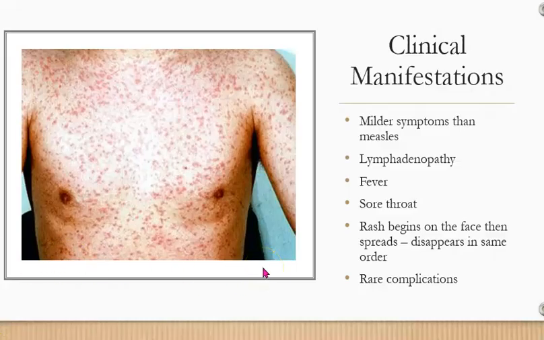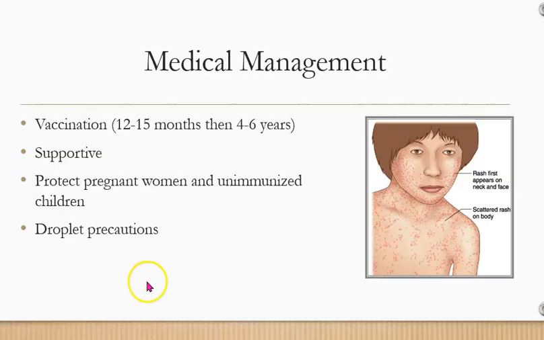Clinical manifestations, you're going to have milder symptoms than the measles, lymphadenopathy, fever, sore throat, rash begins on the face and then spreads, disappears in the same order. Rarely is there complications from this. Medical management, of course, you want to make sure they're up to date on their vaccines. If they have a fever, give them Tylenol. Protect pregnant women and unimmunized children, and they'll also be in droplet precautions.